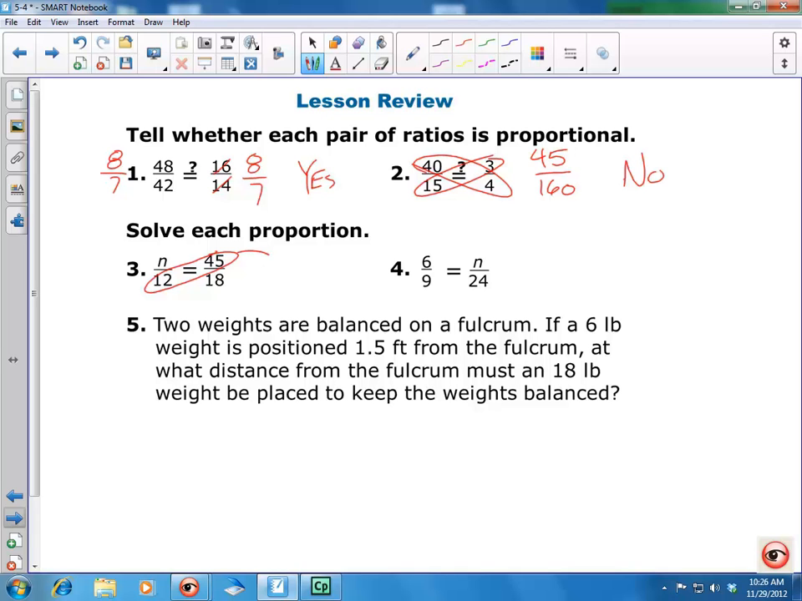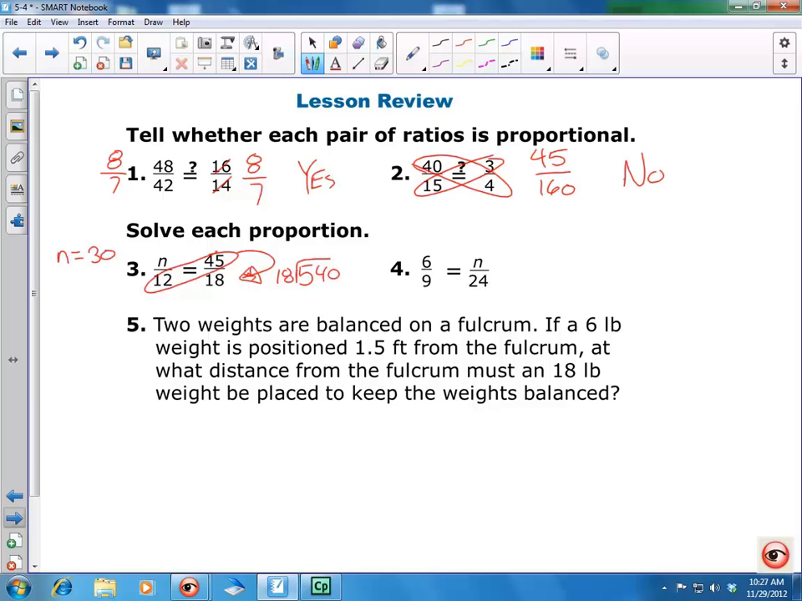We've got to cross multiply and divide. Okay, what is 45 times 12? Well, I don't know. What is 45 times 12? 540. Okay, so we get 540. Then we're going to have to divide that by our number outside our loop, which is 18. Which is going to give us 30. Okay, so on this one, we know that n is going to equal 30. It's that simple.